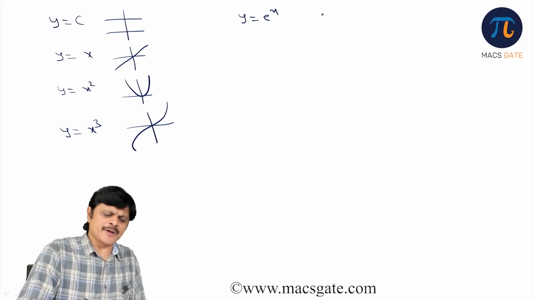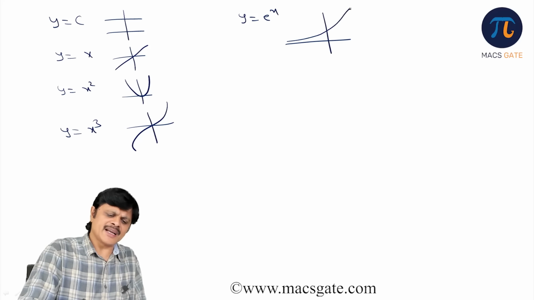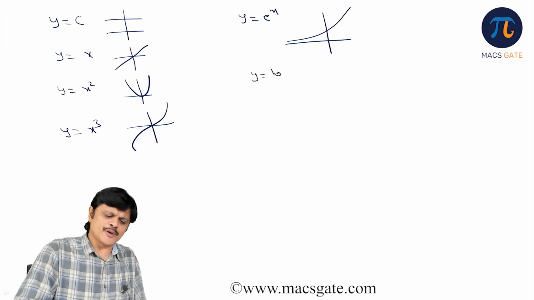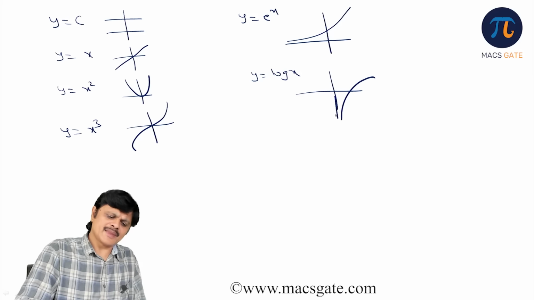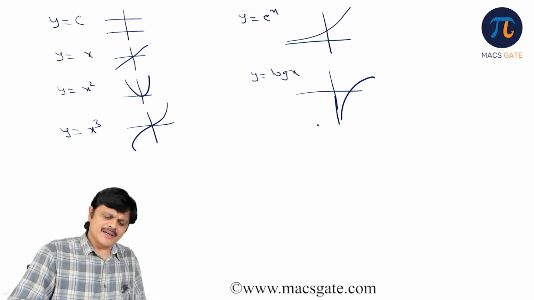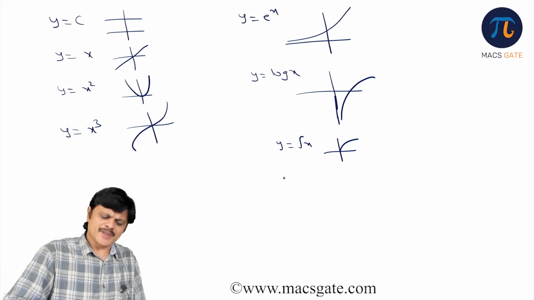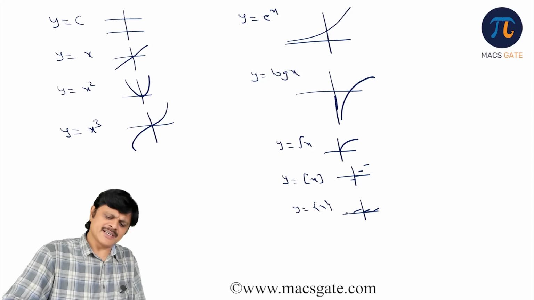y is equal to e power x means the graph is this one. And y is equal to log x, the graph is this. Is the idea clear? And we also have y is equal to root x. The root x function is this. And the greatest integer function, you can call it the step function. Steps you will have, steps like this. And the fractional part function, we just did it. It is always this graph.